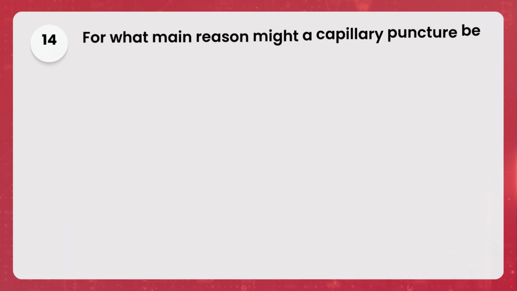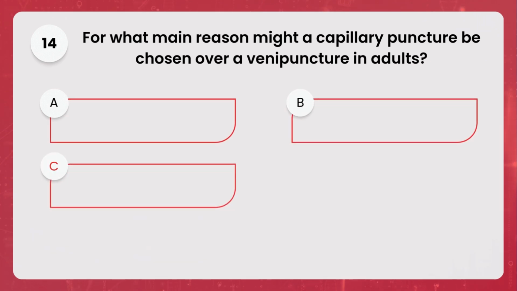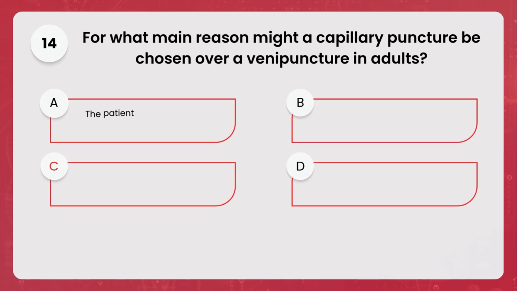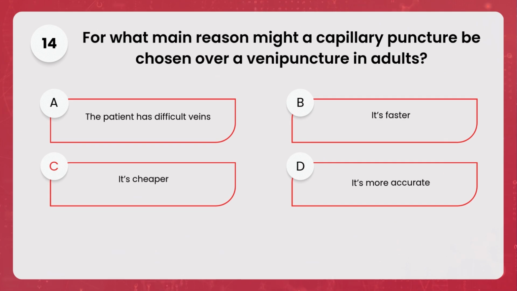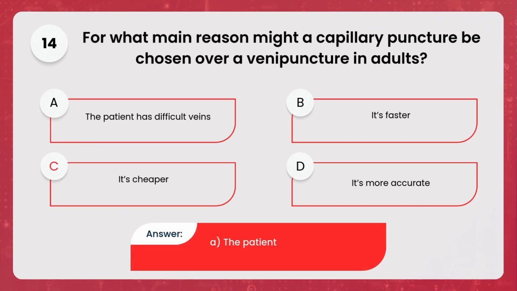Number 14. For what main reason might a capillary puncture be chosen over a venipuncture in adults? A, the patient has difficult veins, B, it's faster, C, it's cheaper, or D, it's more accurate. The answer is A, the patient has difficult veins.